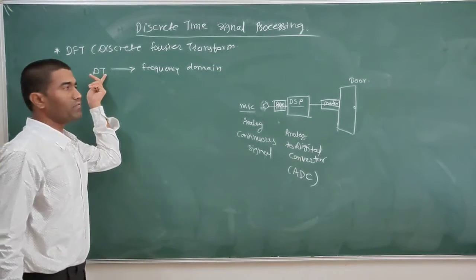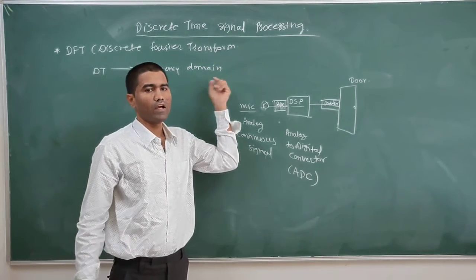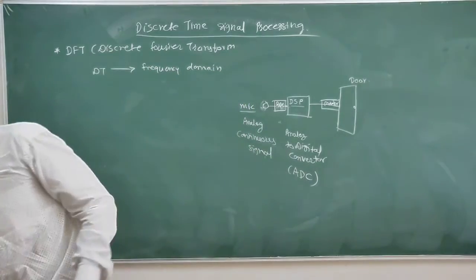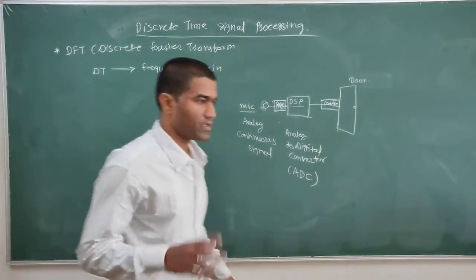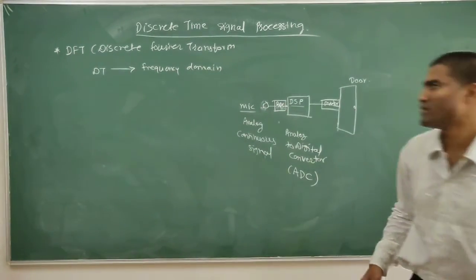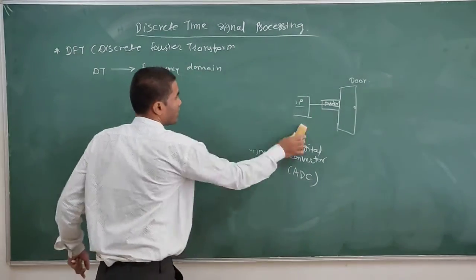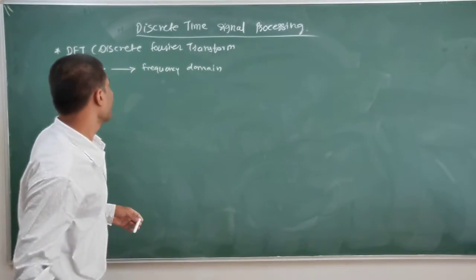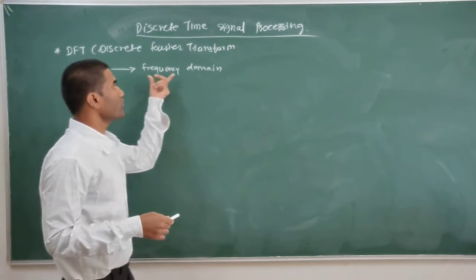With my discrete time signal, we will convert it into what? Frequency. And what we are getting, just a rough portion. Okay, here is the list. I have done this portion now. So the discrete signal will convert into the frequency domain.